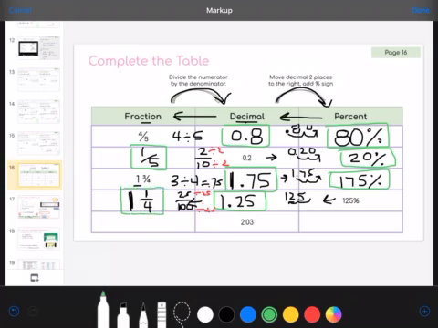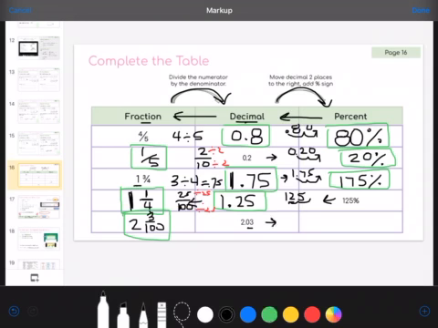Then finally we have 2.03. So same thing as with 1.25. This 2 remains the whole number. So I'm just going to put 2. And then I need my fraction. This is 3/100. So I would put 3 over 100. And I don't have any greatest common factor between those two other than 1. So my answer is just 2 3/100.